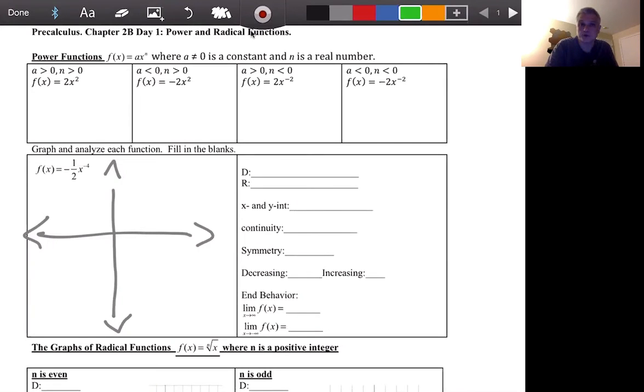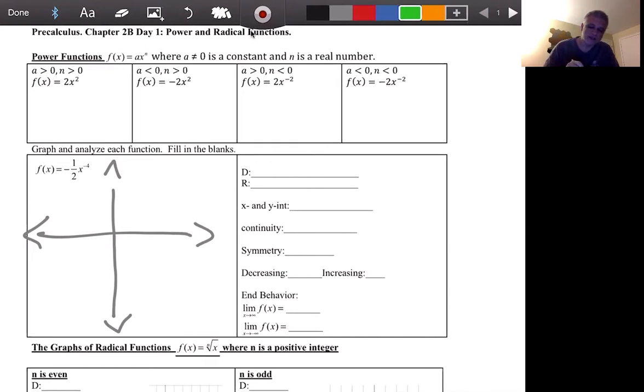Precalculus, Chapter 2B, Day 1 notes. We're going to be looking at power functions now. Well, a power function is a function that's in the form f of x equals a times x to the power of n.